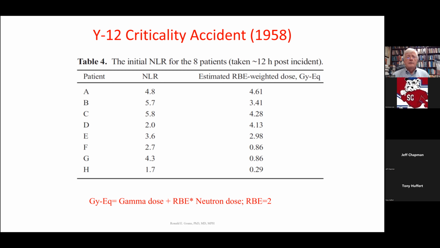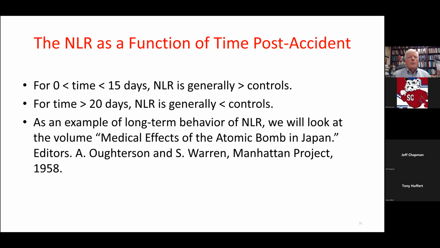So I got the data wherever I could, but within the first 12 hours after the accident. Some people respond within 4 hours, and some patients in this data set take 6 or 8 hours to respond. So how does this look as a function of time? Neutrophil lymphocyte ratio is a function of time.